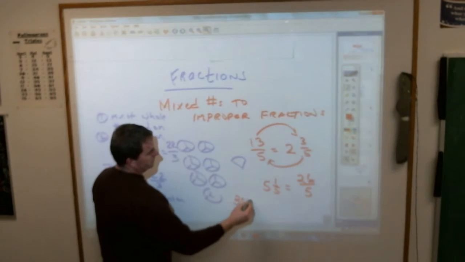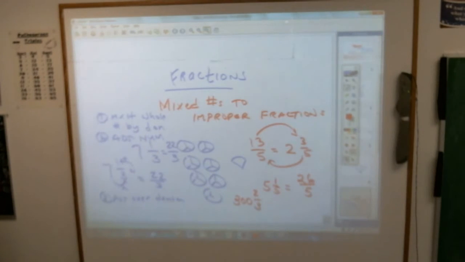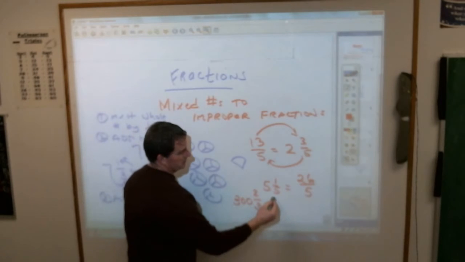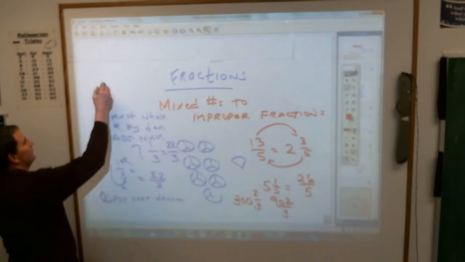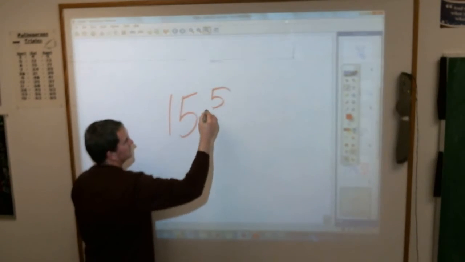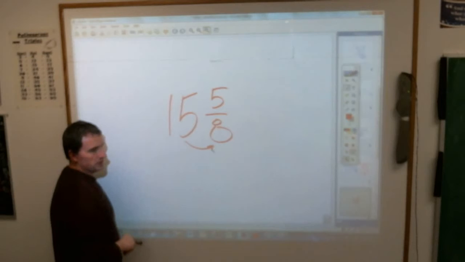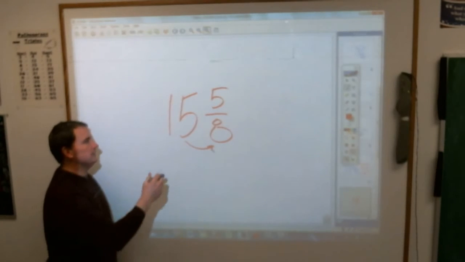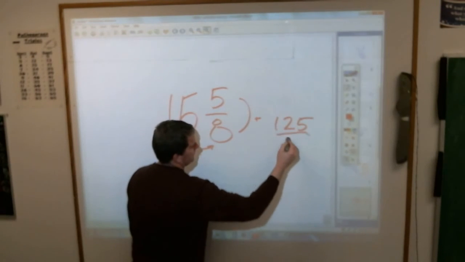Or if you had 302/3, and you were changing that to improper, you would end up with 300 times 3 is 900 plus 2, 902. 902 thirds. Or if you had 15 5/8, 15 times 8 is, any mathematicians out there? Nobody 15 times 8 in your head? 120 plus the 5 on top is 125 eighths.